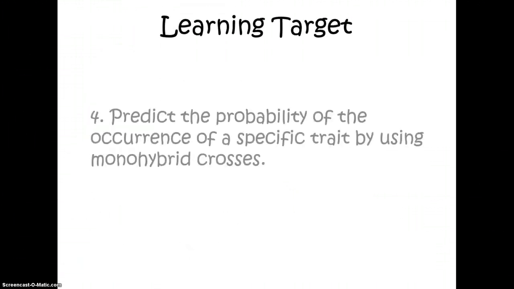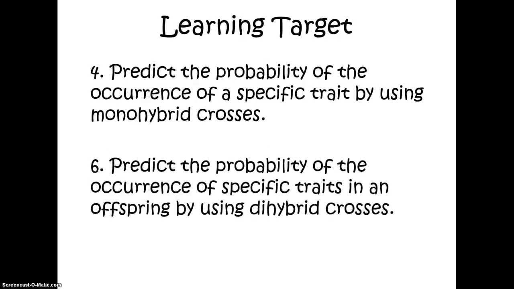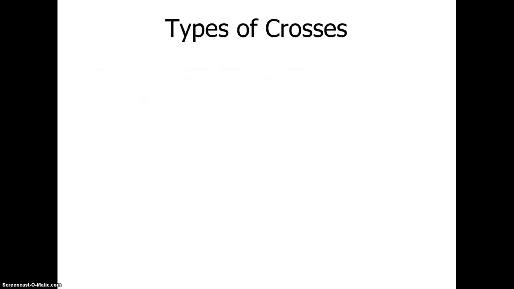Okay? So, next learning target, we get to talk about Punnett squares. Number 4, predict the probability of the occurrence of a specific trait by using monohybrid crosses, and number 6, predict the probability of the occurrence of specific traits in offspring by using dihybrid crosses. Pretty sure you've done monohybrid, not sure if you've done dihybrid. We'll definitely go over these more in class. This is just kind of a brief introduction.